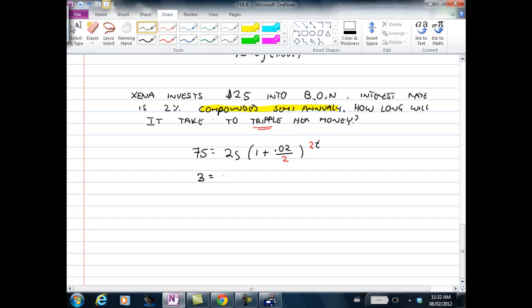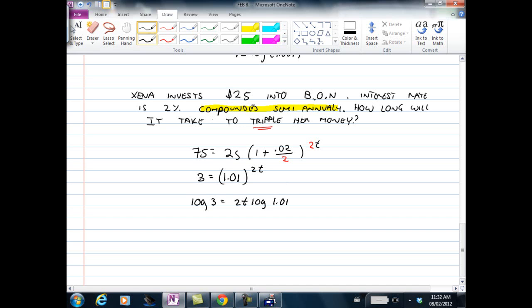Wait, how do you know semi-annually is 2? Semi-annually, because how many semi-annuals make up a year, which is 2? How many half years make up 1 year? So this is going to be 1.01 to the power 2t. Guys, gals, log both sides. And again, many ways of doing this. Log 3 equals to 2t log 1.01.